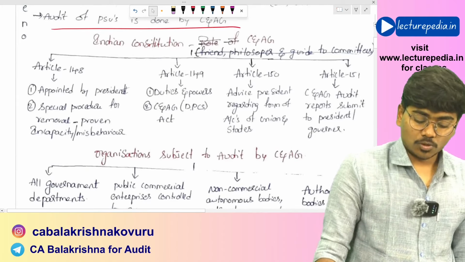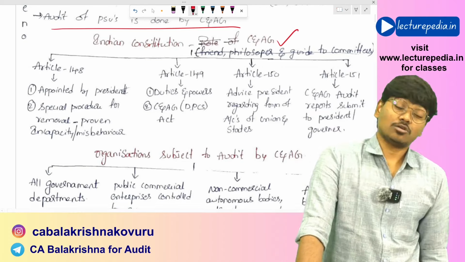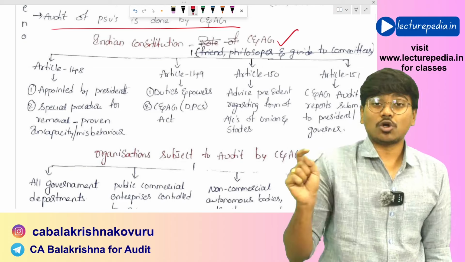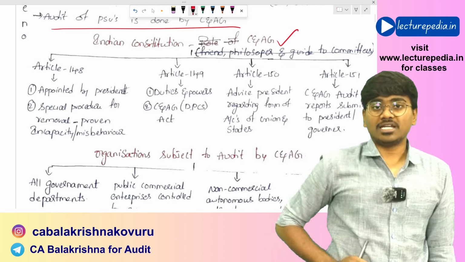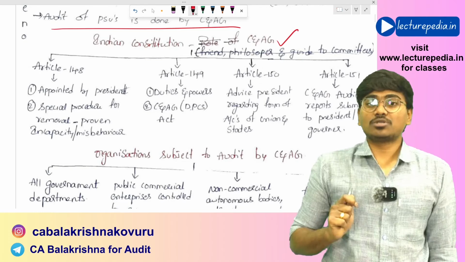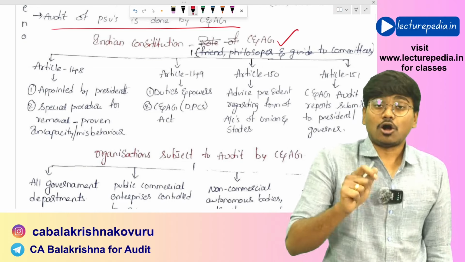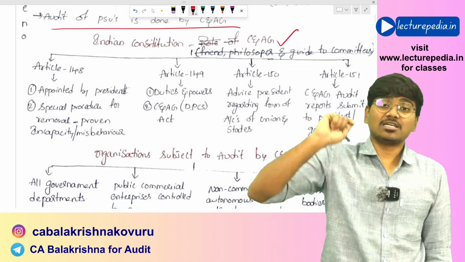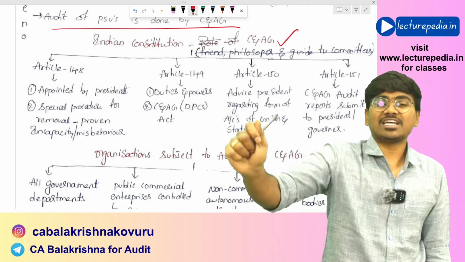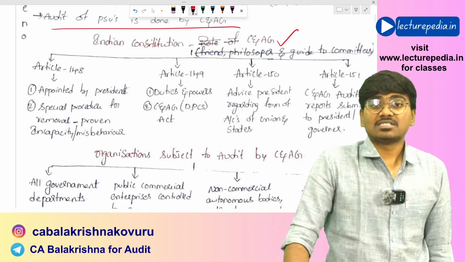Next. Now, C&AG is more powerful. The discussion with respect to C&AG is also in the Constitution of India. There are certain articles which specifically discuss C&AG, how C&AG will be appointed, what will be the powers of C&AG. All these aspects are discussed in the Constitution of India. Article numbers 148, 149, 150 and 151. These four articles of the Constitution deal with C&AG.